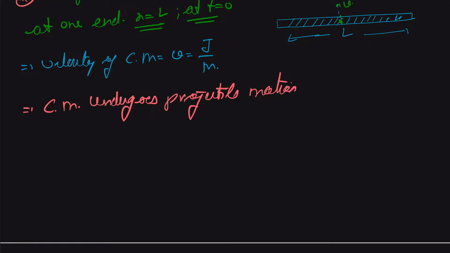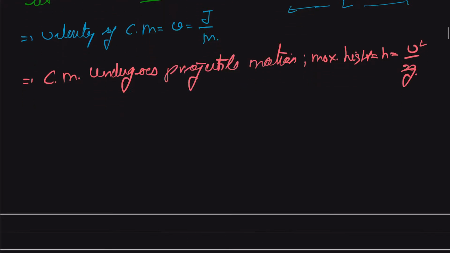And therefore we can write that our maximum height, that is h, will be equal to v square upon 2g, and we substitute the value of v. Therefore we get that h is equal to 1 upon 2g times J square upon m square.